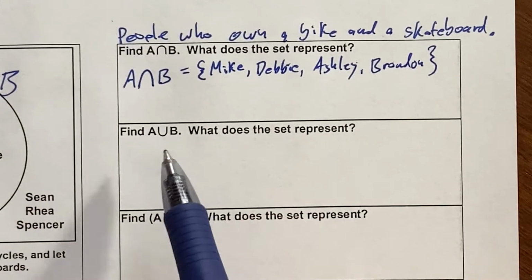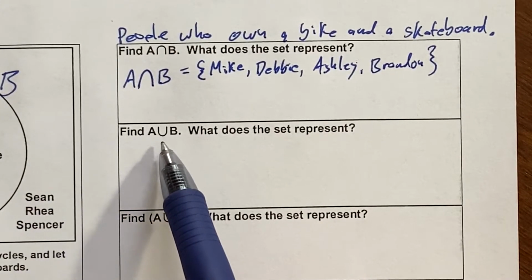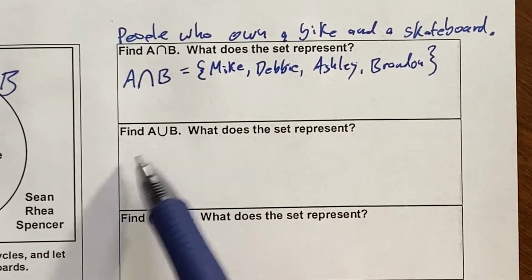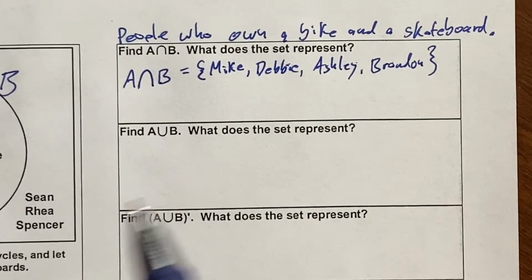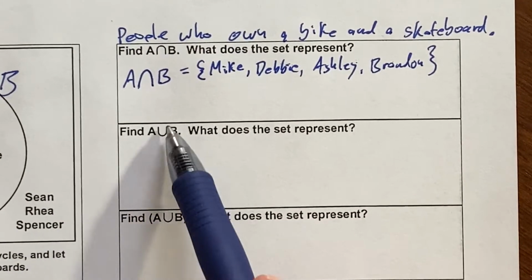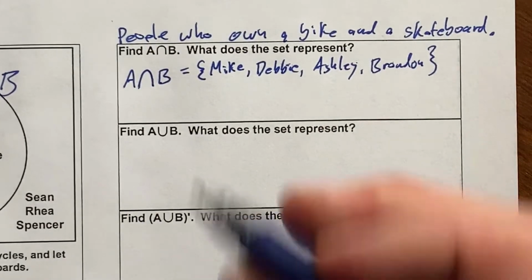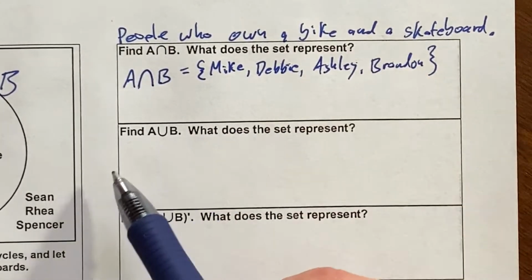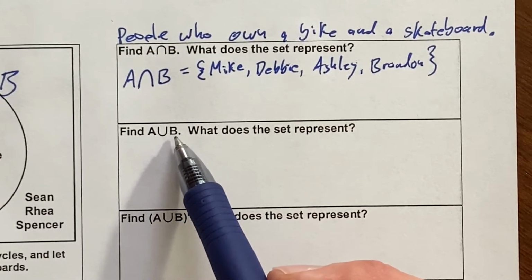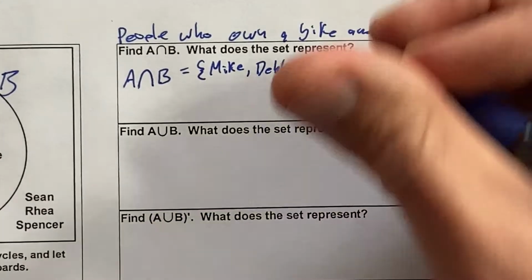The next set is find A union B. Make sure that U's big. You don't want anyone to confuse that with Auburn. They're not very good at anything, so we want to be good at geometry. Make sure that U's a little bit bigger so no one confuses that with Auburn. So this would be people who own a bicycle or skateboard. Or. So let's write that.